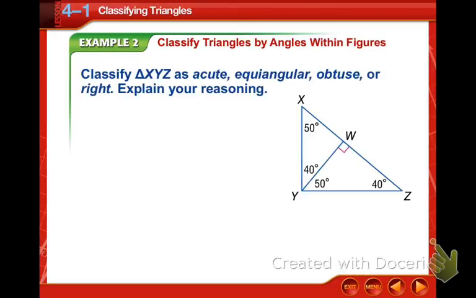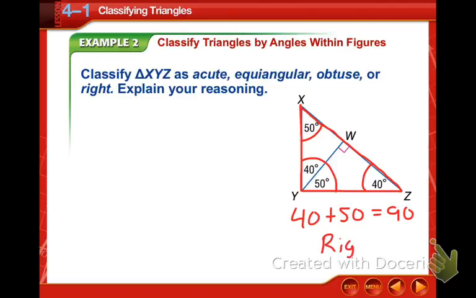This one here we need to classify triangle XYZ. XYZ is the entire triangle, the whole thing in the picture here. And we're given two angles, one's 50, one's 40. We're also given that this angle down here is the sum of 40 plus 50. So 40 plus 50 is 90. So that is a 90-degree angle, which means it's a right angle, which means this is a right triangle.